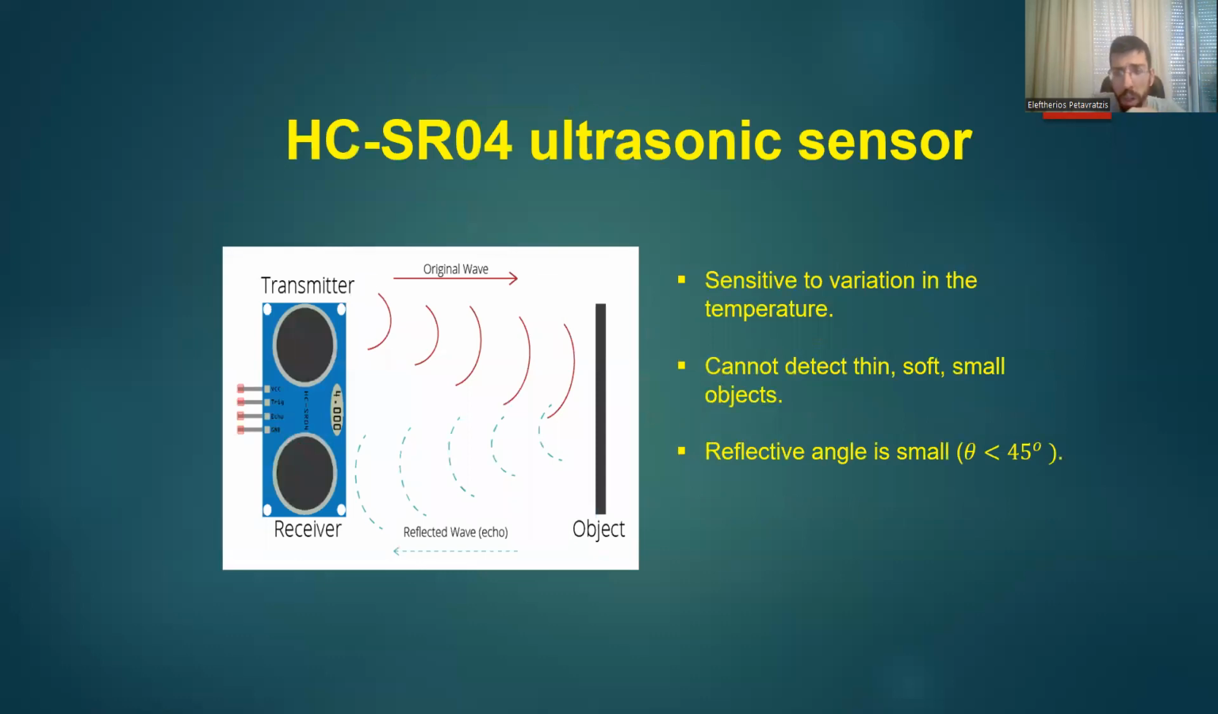The ultrasonic sensor that we are using for the detection of the obstacles has 3 basic limitations. It is very sensitive to variations in temperature. That means that when the temperature of the environment is changing, there is a chance that we have false measurements for the distance of the placed obstacles. It cannot detect thin, soft, and small objects. And the third and most important limitation is that sometimes when the reflective angle is very small, our sensor cannot detect the placed obstacles. In order to solve that problem, we decided that our sensor can move into 3 different directions.